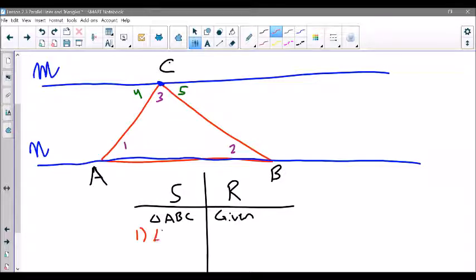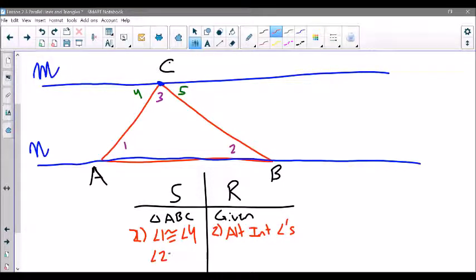I'm going to say angle 1 is congruent to angle 4. We know that because we have parallel lines M and N, so this is really step 2. I'm going to say 1 is congruent to 4 by alternate interior angles, and then I'm also going to say the same thing about 2 and 5.